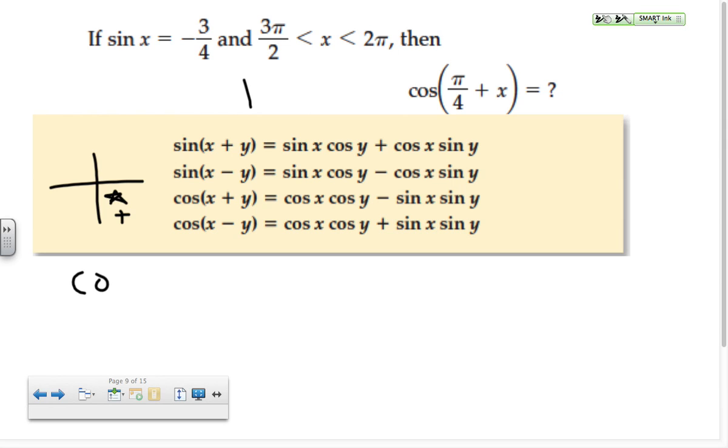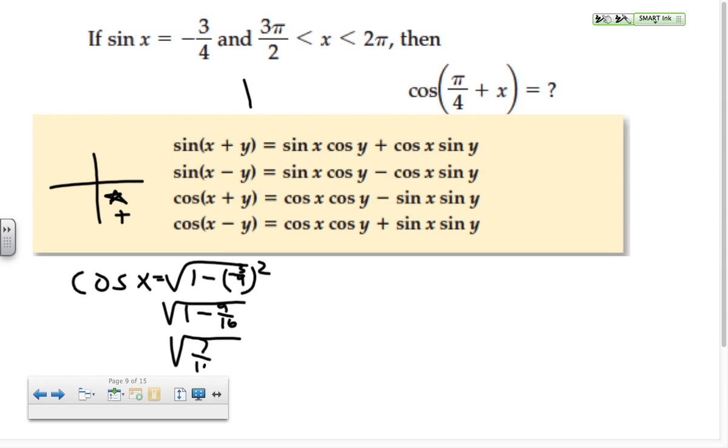So the cosine of x is going to be the square root of 1 minus negative 3/4 squared. So it's a square root of 1 minus 9/16, which gives me the square root of 7/16. So the cosine of x is the square root of 7 over 4. So I'm going to write that over here so I have it.